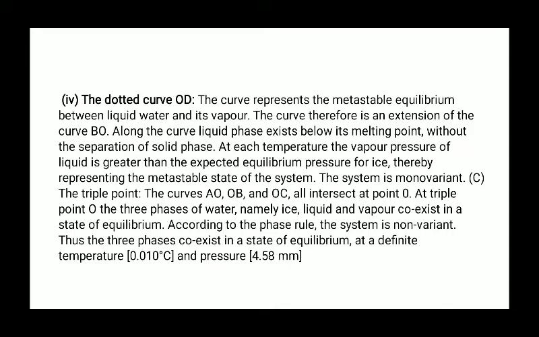The system is monovariant. The triple point: the curves AO, OB, and OC all intersect at a point O. At triple point O, the three phases of water, namely ice, liquid and vapor, coexist in a state of equilibrium. According to the phase rule, the system is non-variant, thus the three phases coexist in a state of equilibrium at a definite temperature and pressure.